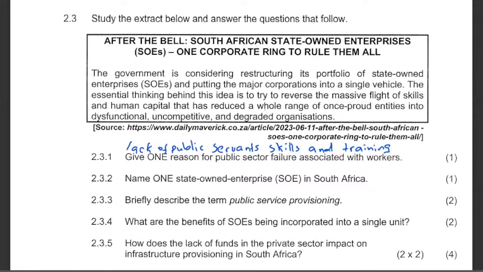Name one state-owned enterprise in South Africa. We have Eskom. Right. The next one says briefly describe the term public sector or public service provision. This is a commodity or a service that every member of a society can use without reducing its availability to other members.